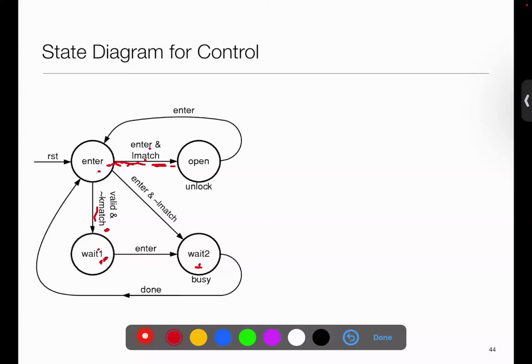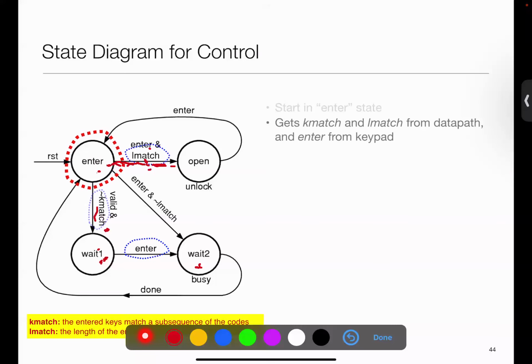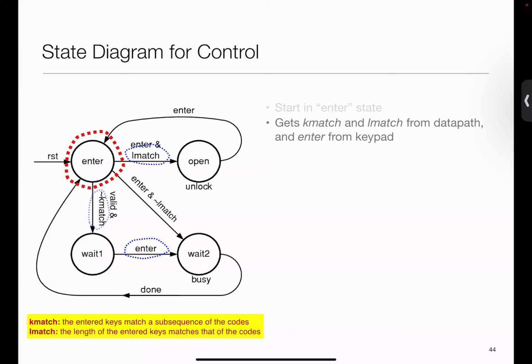The correct entry is there was a key match and enter, and then we go back. So there's a lot going on inside this lock in terms of matching the keys, and one has to be super careful not to design it in a way that the user can easily fool it. So we start in an enter state. We get K match and L match from the data path. K match and L match are signals coming from the data path. Their meaning is as shown below.